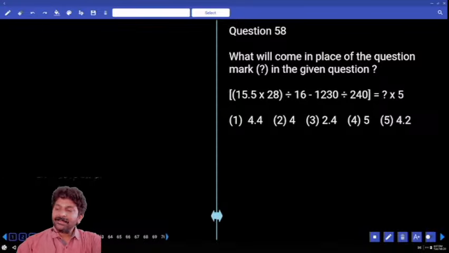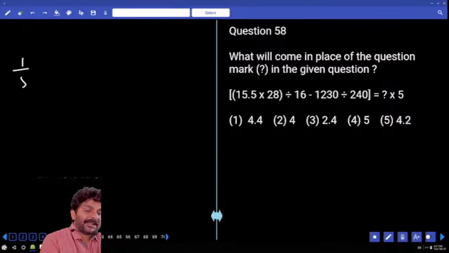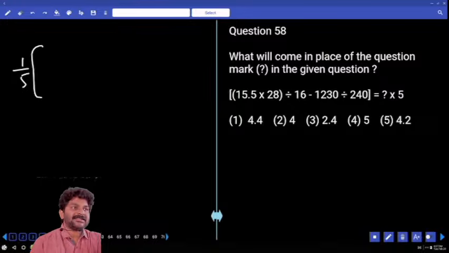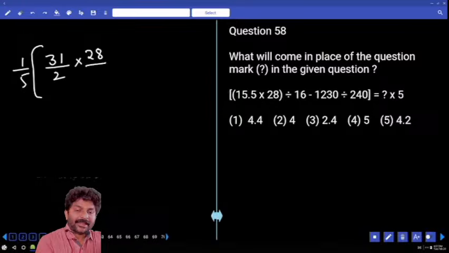When you see that x is there in the right hand side, along with x into 5 is there. First let me take that 5 to left hand side, it becomes 1 by 5. Yes? Right. 15.5, I don't want to use decimal, so I will write it as 31 by 2 into 28 divided by 16. Is that okay?